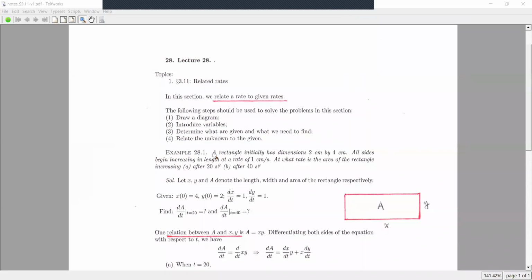Example 1. A rectangle initially has dimensions 2 cm by 4 cm. Initially here means the time is 0. All the 4 sides of the rectangle begin increasing in length at a rate of 1 cm per second. Now the question is, at what rate is the area of the rectangle increasing after 20 seconds and after 40 seconds?